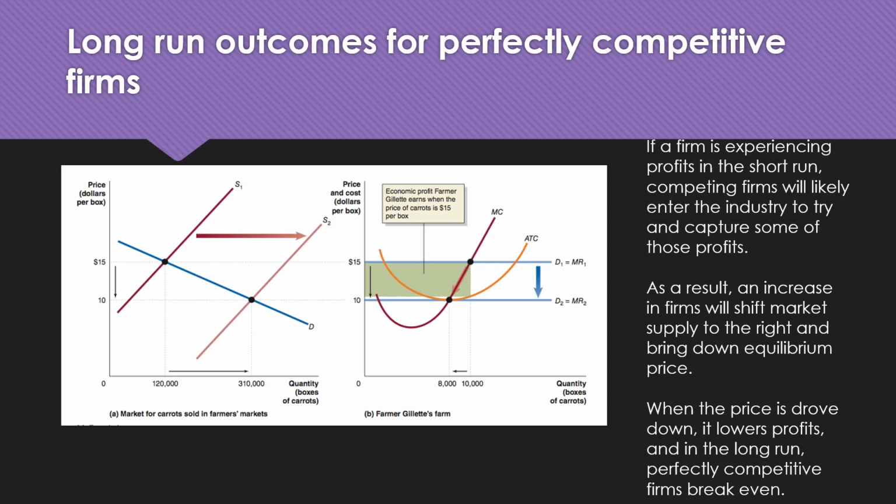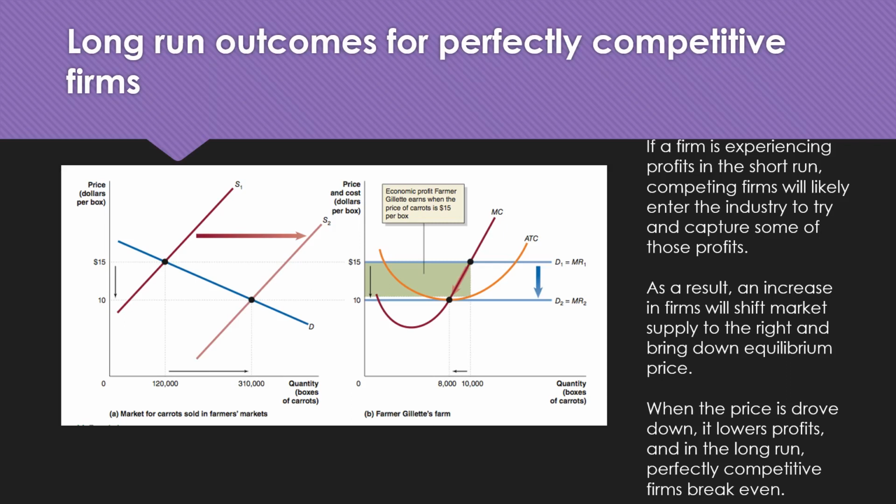The left-hand side of the graph in the image shows you the market for carrots in this example. Before we were doing bushels of wheat, now we're doing boxes of carrots. If it's easy to enter the industry, as is assumed in perfect competition, and people see that others are making money in that industry, then people are going to enter. There's nothing barring or blocking them from entering, and there are benefits because there's profit to be had.